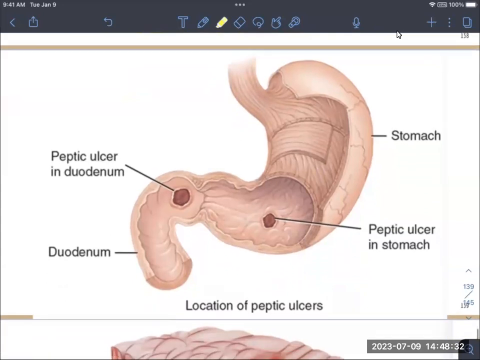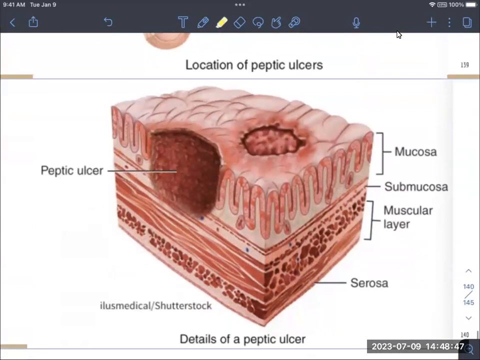So they can happen in the walls of the stomach, or you can see them in the walls of the duodenum. That's usually the two areas that you're going to see peptic ulcer disease, because these are the areas that are exposed to the most acidic solutions. So here you can see how these different layers erode away in this peptic ulcer.